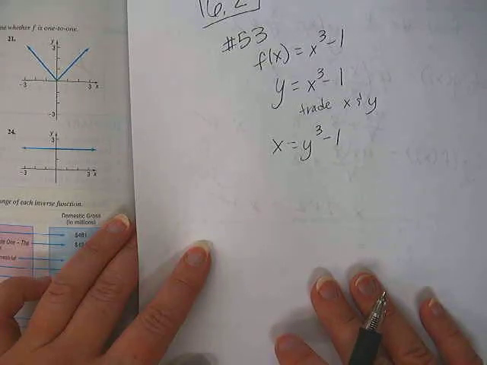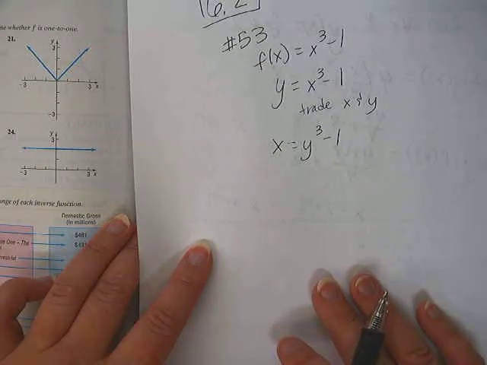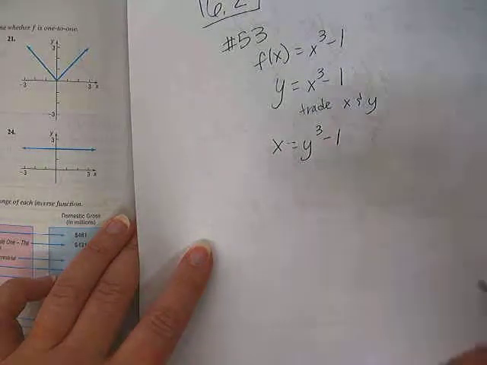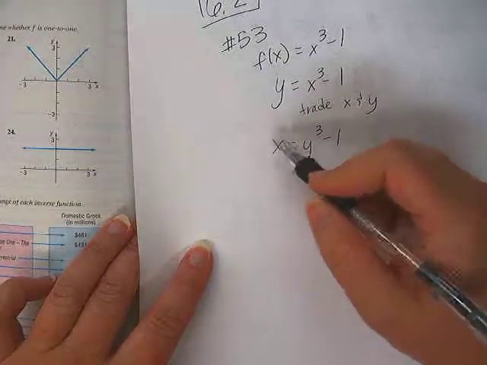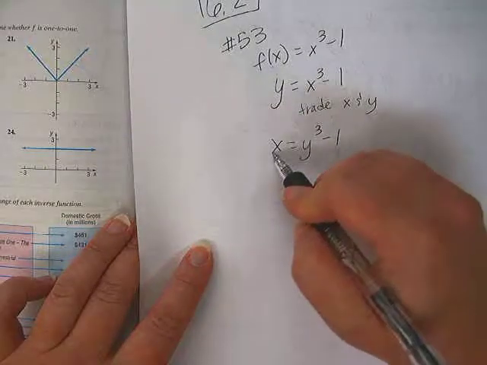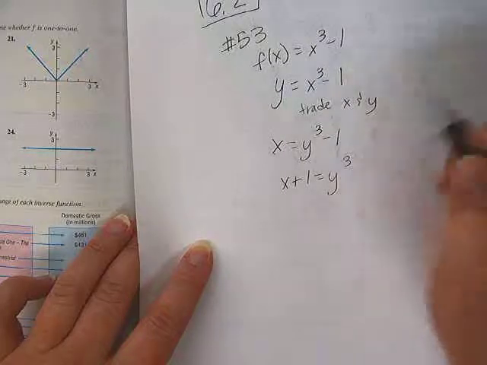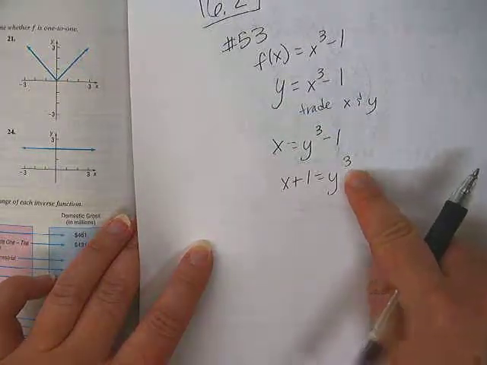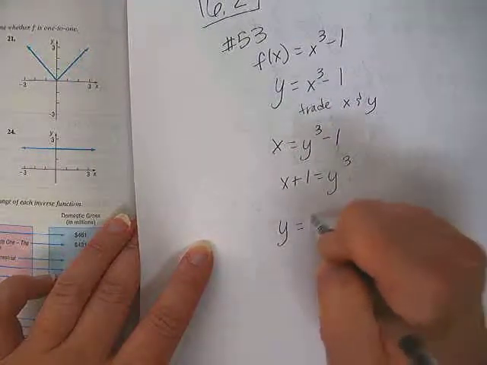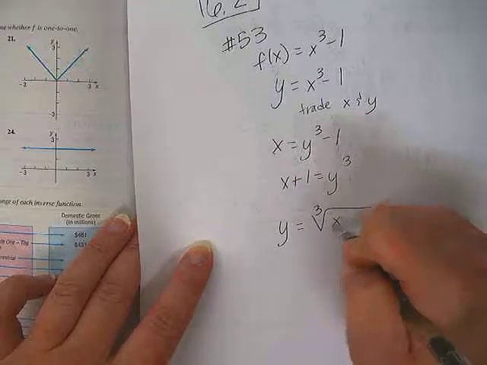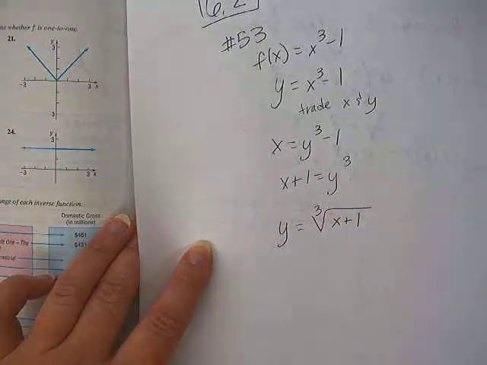Questions? Now, in order to make this a function, we want it to be in the form y equals. Right now it's x equals. That's not in the form of a function. So we need to move stuff around to make it into y equals. We're going to add the 1, so we'll have x plus 1 equals y cubed. And then how do we get rid of a cubed? Cube root. So y equals the cube root of x plus 1.